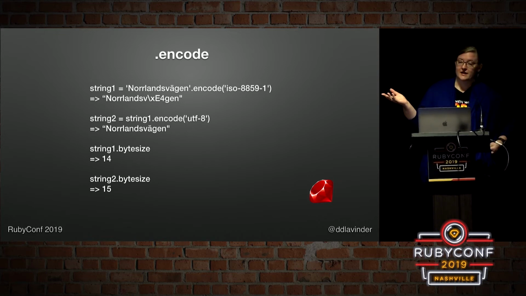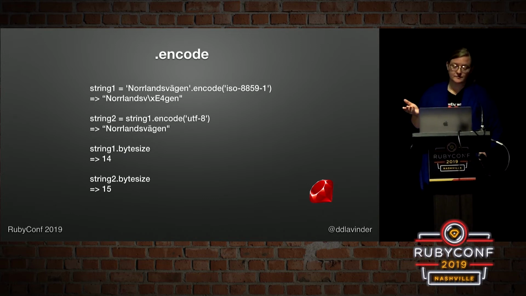So here's the string. My original bug had to do with language from the Scandinavian region, and so I've chosen the name of this town to show you how encode can change things. So we call encode on this string. Now I'll tell you that the string was a UTF-8 string to begin with, but we're actually changing those underlying bytes to be the ISO 8859 encoding. And you can see what happens. Things get a little wonky.